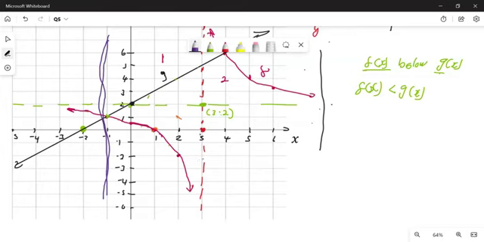Now, the next thing that you want to do here is to talk about what the x values are that make this possible. All these x values are making that possible.